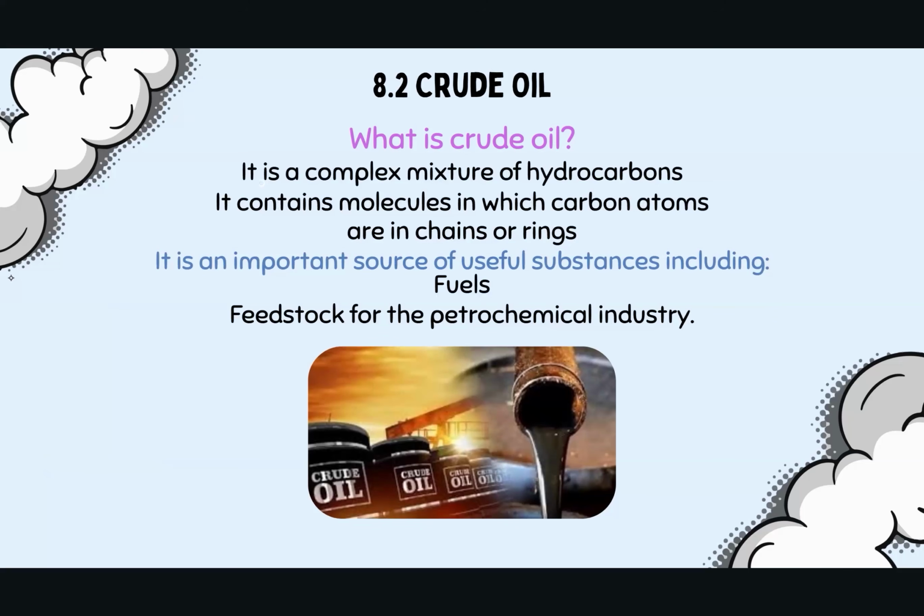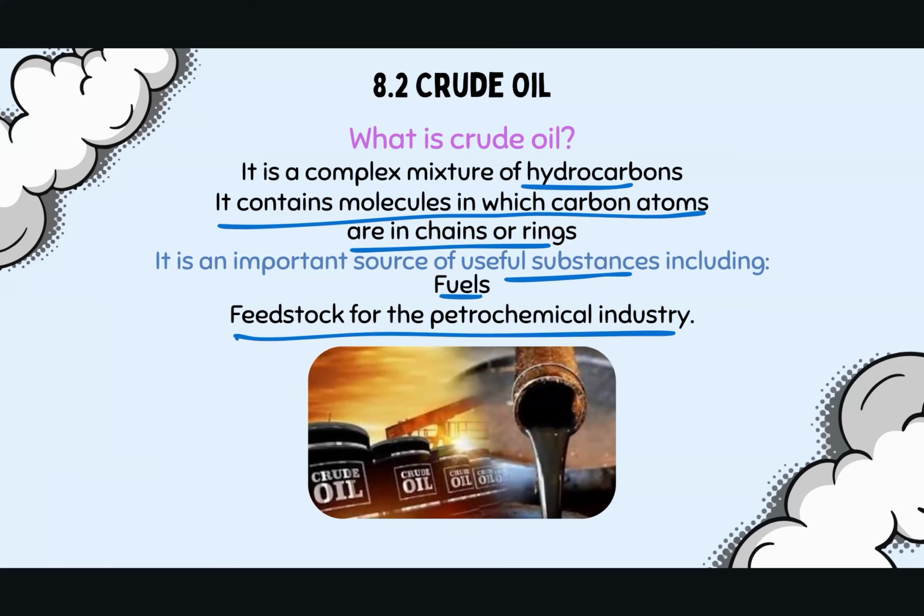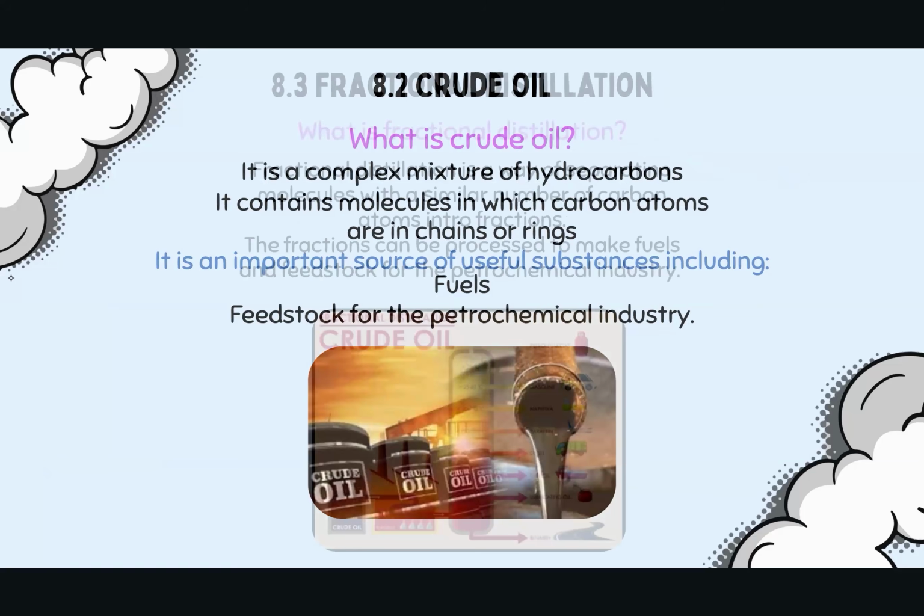So crude oil is a complex mixture of hydrocarbons. It contains molecules in which carbon atoms are in chains or rings. It's an important source of useful substances, including fuels and feedstock for the petrochemical industry. So from crude oil, we get things like petrol, diesel, kerosene, fuel oil, lots of different things. The gas that comes out of our stove, all this comes from crude oil.